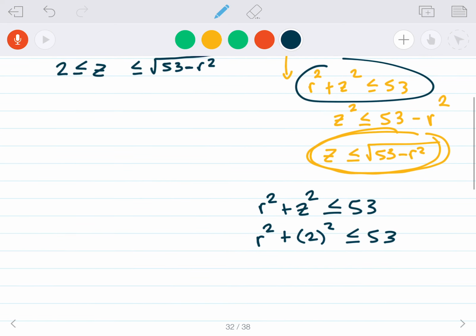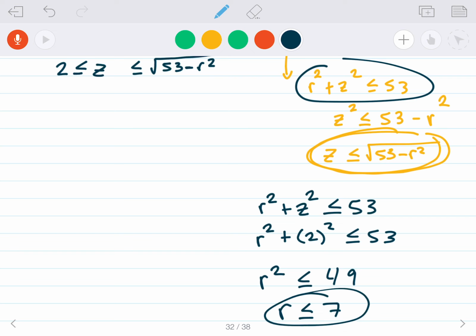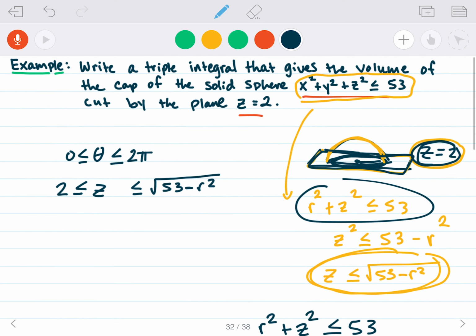And I'm getting r squared is less than or equal to, let's see, 53 minus 4 is 49. Take the square root, and I get r is less than or equal to 7. Okay, so that's my radius bound. So my radius is varying from 0 to 7. And that's really all I needed to know here.